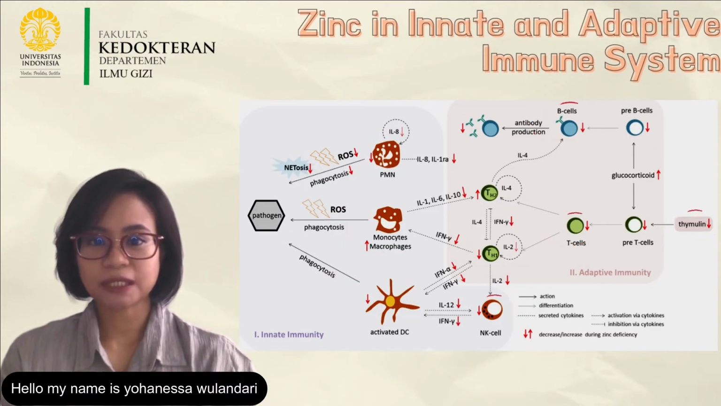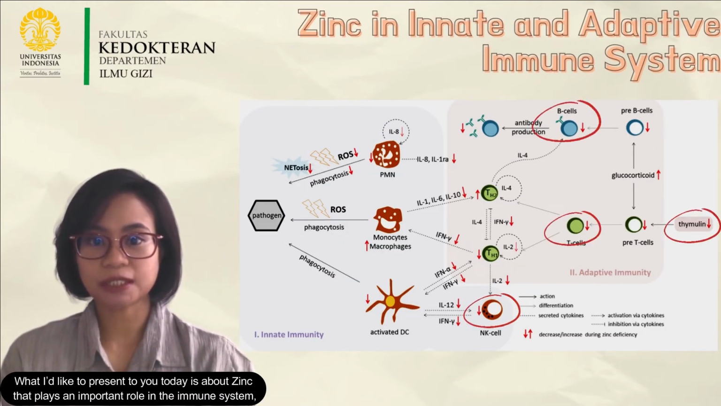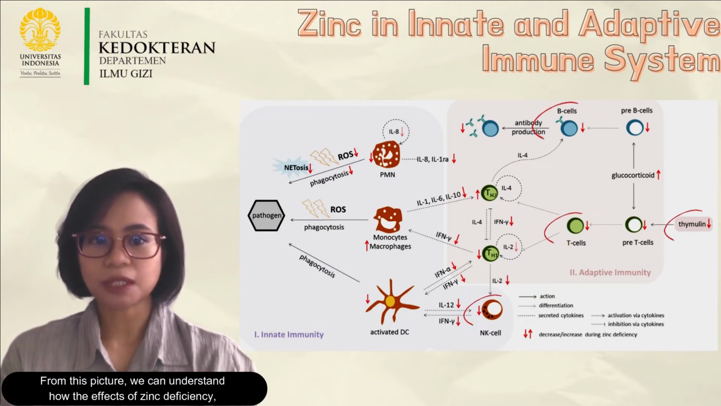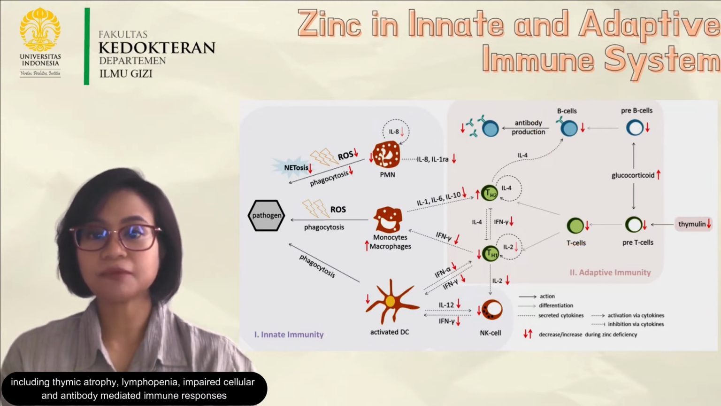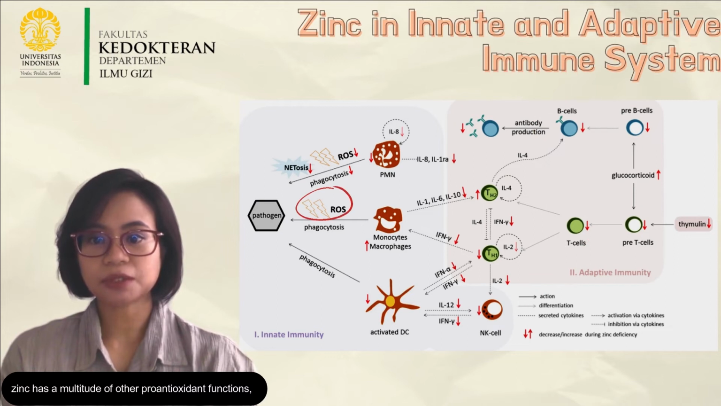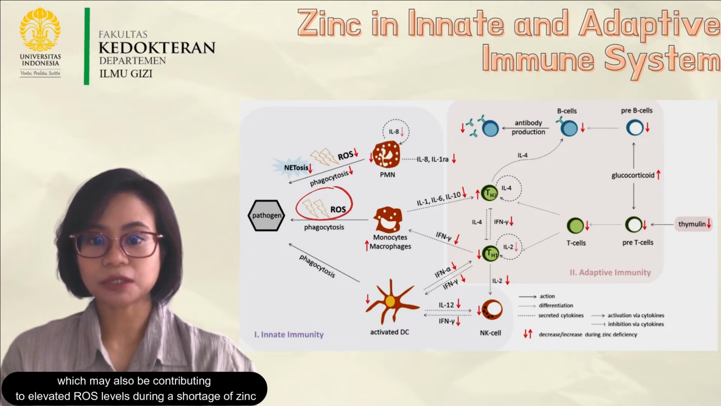Hello, my name is Yohanesa Mulandari. What I'd like to present to you today is about zinc, which plays an important role in the immune system, affecting both innate and adaptive immune cells. From this picture, we can understand the effects of zinc deficiency, including thymic atrophy, lymphopenia, and impaired cellular and antibody-mediated immune responses. Zinc has a multitude of other pro-antioxidant functions, which may also be contributing to elevated ROS levels during a shortage of zinc.